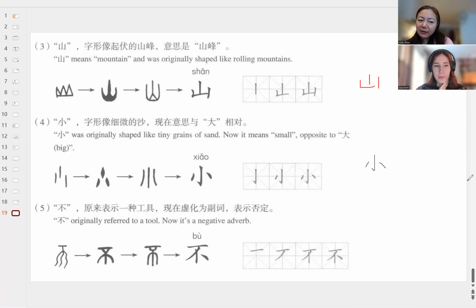Last one, the fifth one is bu. Bu means no. Write this character, bu. Okay, good. Correct. We continue. Next part.